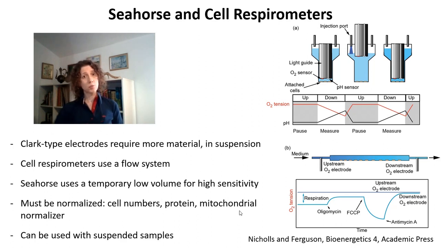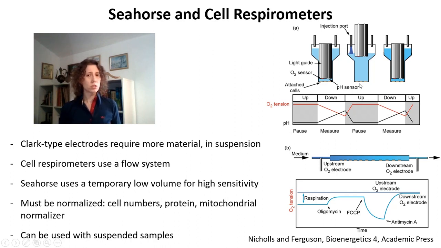This setup, the Seahorse setup, can also be used for suspended samples. So you can either use suspended samples and not look at the effects of the smaller chamber, just measure the suspended sample in suspension. Then you will lose the advantage of the small chamber. Or you can actually stick whatever your suspended sample is, such as isolated mitochondria, to the bottom of these wells, and there are protocols published for that.